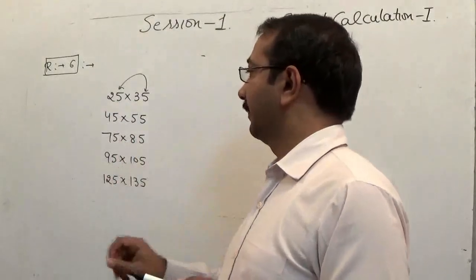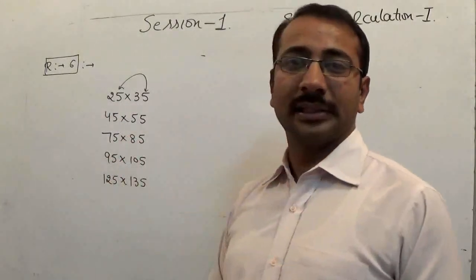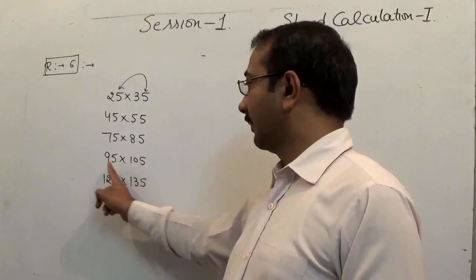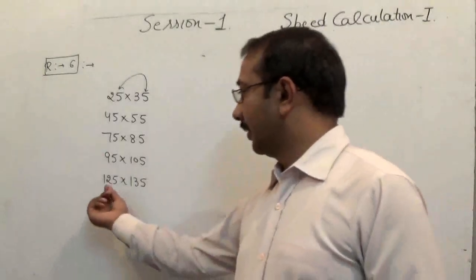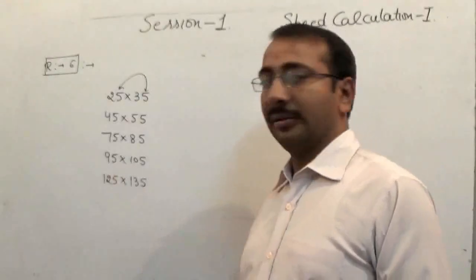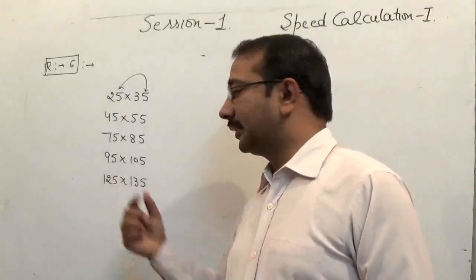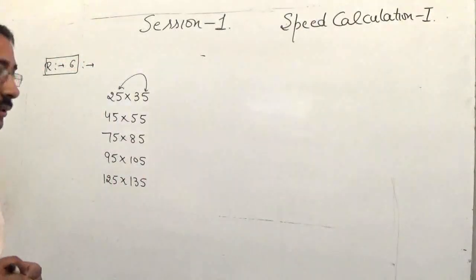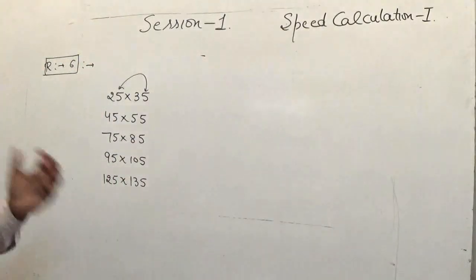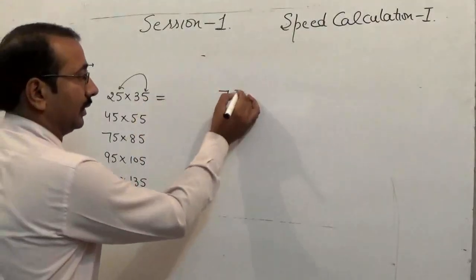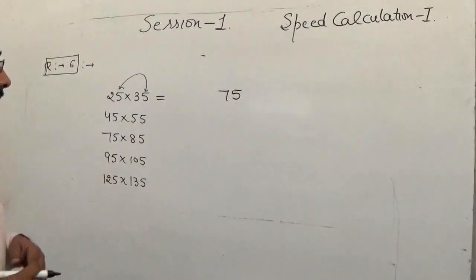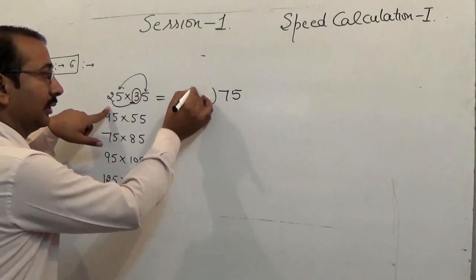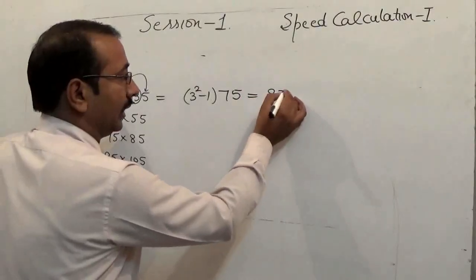Suppose 75 and 85: this is 5, and 7 and 8, what is the difference? 1. 95 and 105: this is 5 and the difference between 10 and 9 is 1. 125 and 135: the last places are 5, and this is 13 and this is 12, so the difference is equal to 1. If you have to answer any question of this type, the process is to put 75 in the last two places, and out of 2 and 3, which one is greater? 3. And the first part would be taken as 3 square minus 1. The answer is 875.